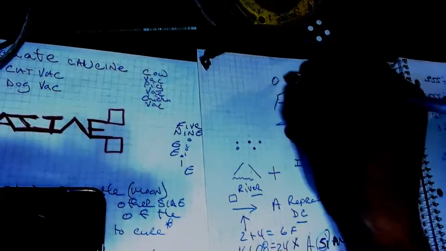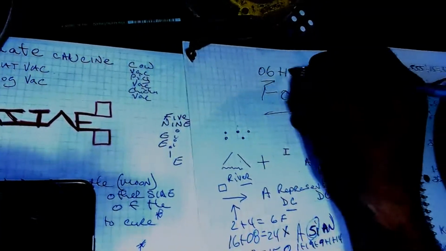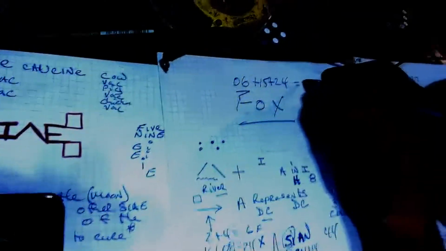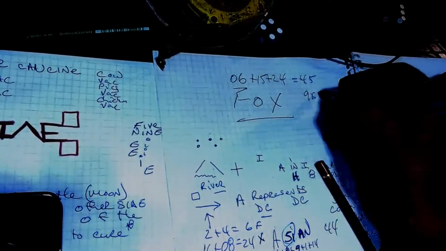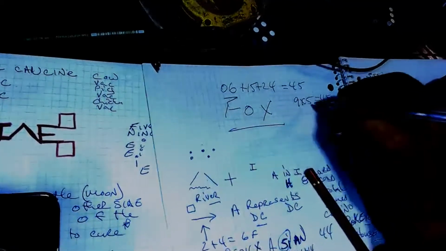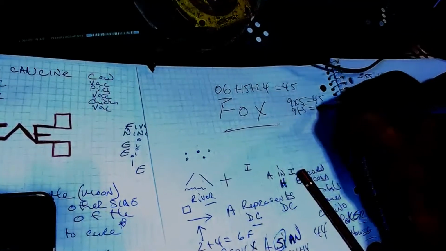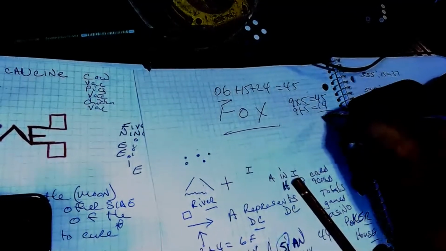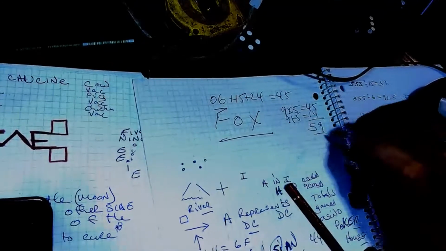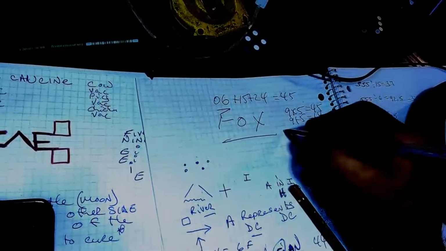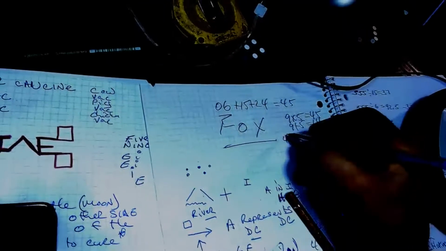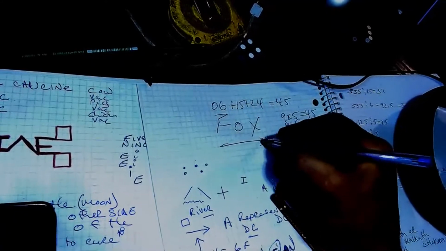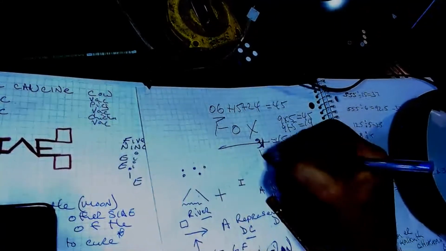Fox 06 plus 15 for the letter O plus 24 for the letter X equals to a total of 45, or 9 times 5 equals to 45. 9 plus 5 equals to 14 equals to a total of 59. Minus 45 minus 14, it equals to 31. That 31 is your DC.